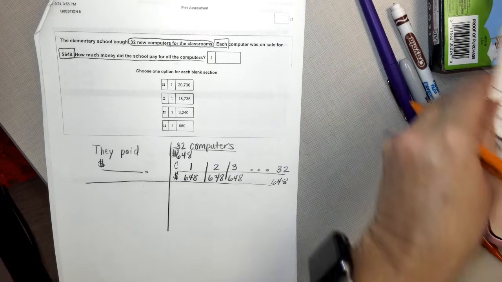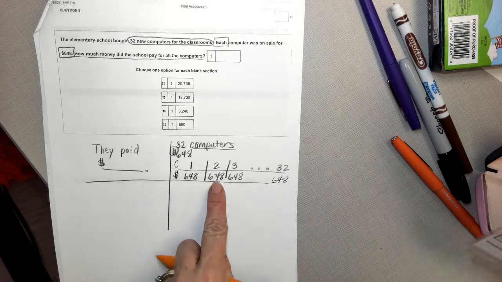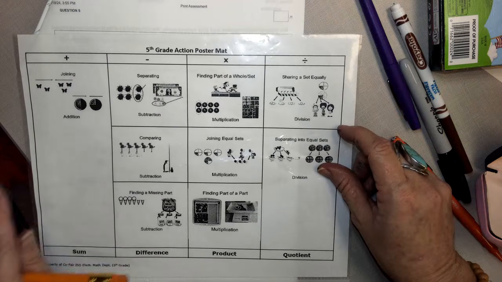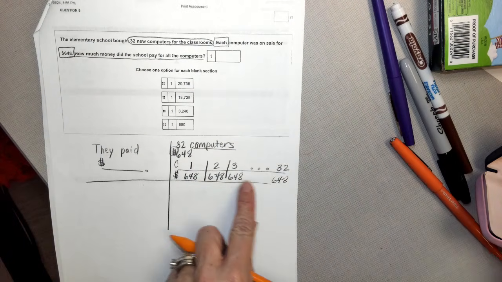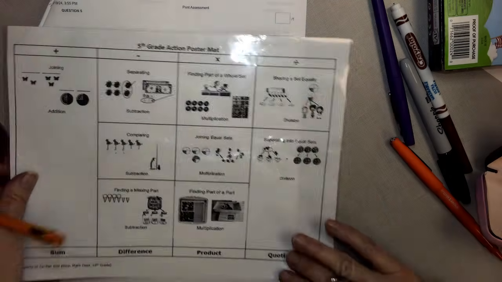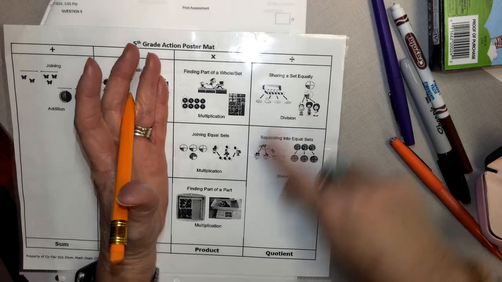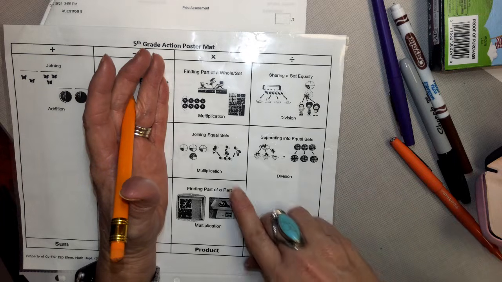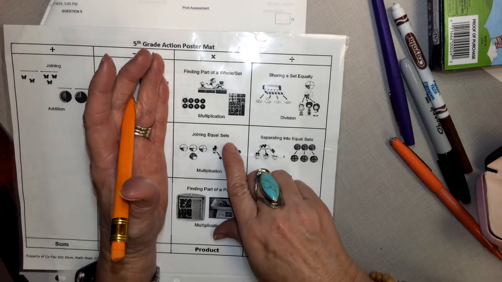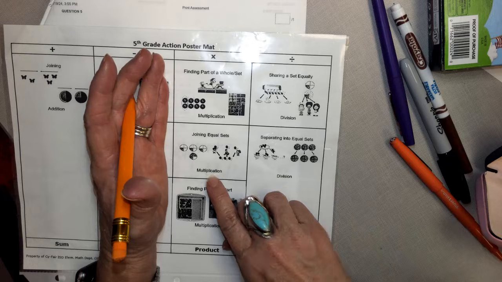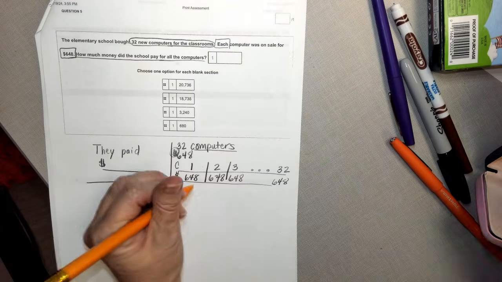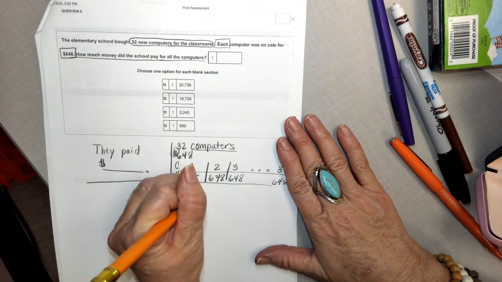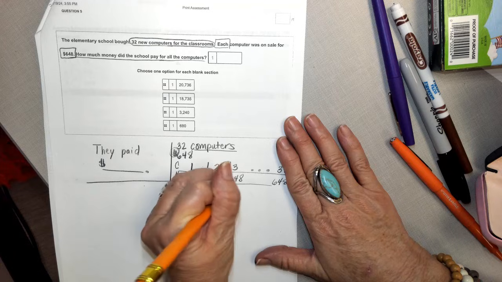So again, I'm thinking about this as something happening, repeating itself over and over and over again. And so that's the same quantity. These are equal pieces, and equal amounts means that I'm only going to be looking at this part of my chart. And when we're putting equal amounts together, that's joining equal sets. That's multiplication. So I'm going to label that joining equal sets. Multiply.